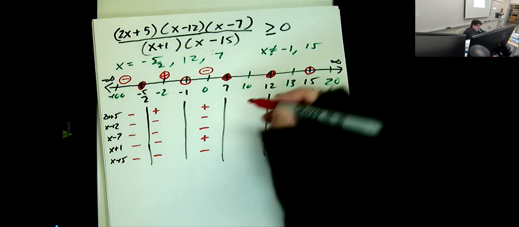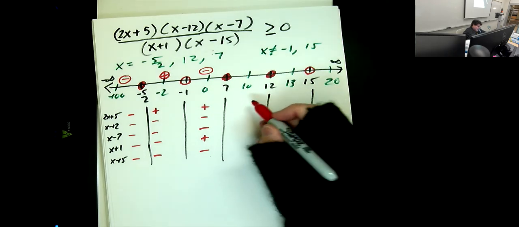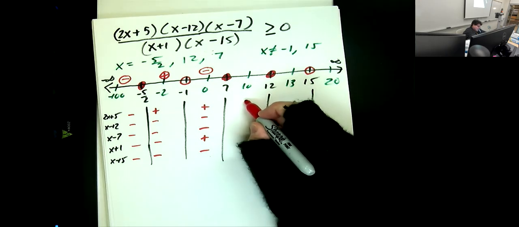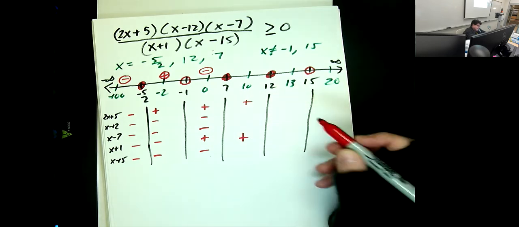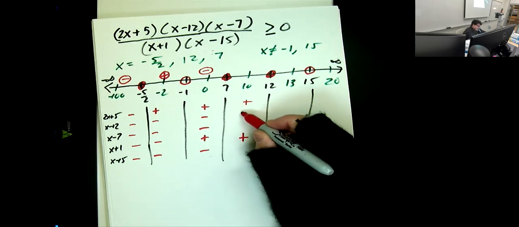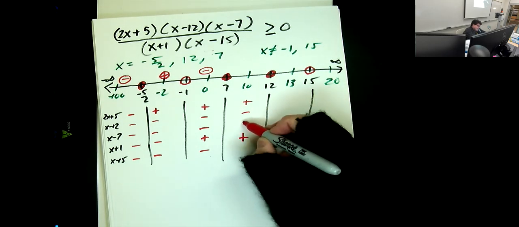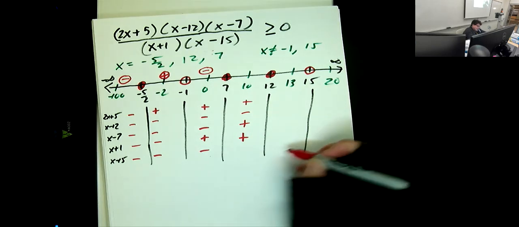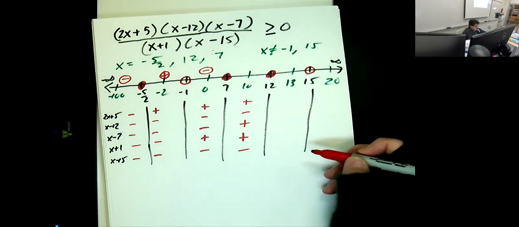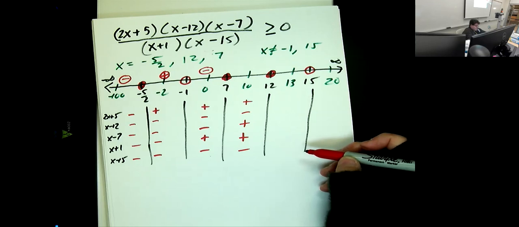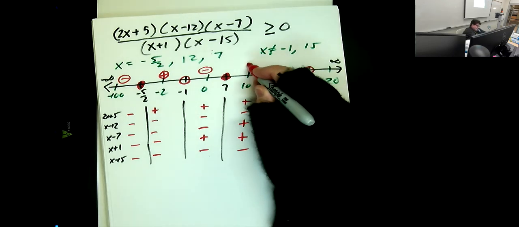If I stick in 10, any of them that have a plus are going to be positive. 10 minus 12 is still negative. 10 minus 7 is positive. 10 minus 15 is still negative. So I've got 2 negatives, that makes it positive.